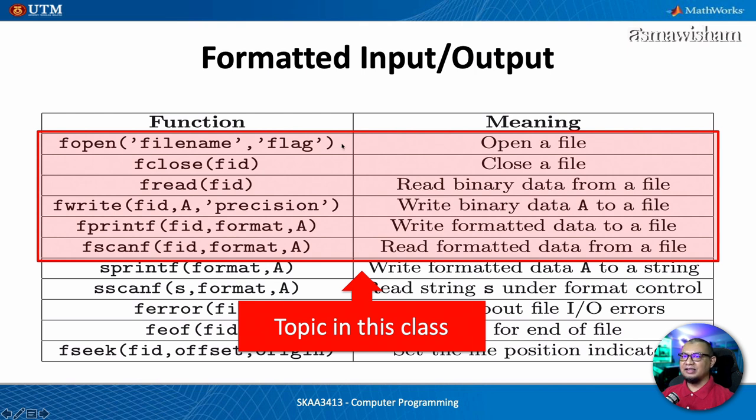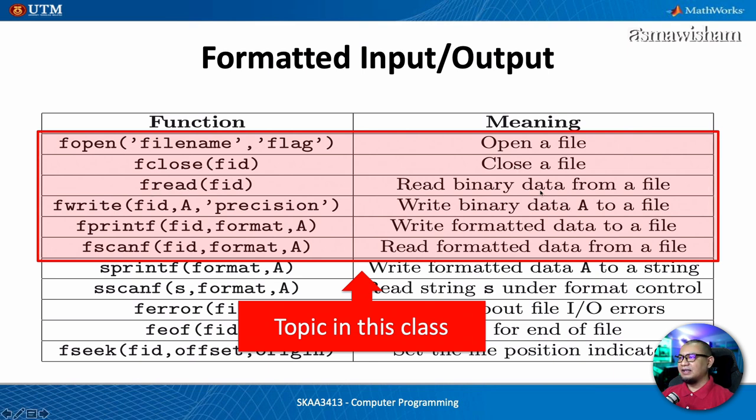This is the syntax. fopen means that you need to have the file name and then the flag. This one is to open a file. fclose is to close a file. This is what I said: once you open it, you need to close it. If you don't close it, it keeps on reading and reading and reading non-stop. So what happens? Your program gets hanged. So you need to close it.